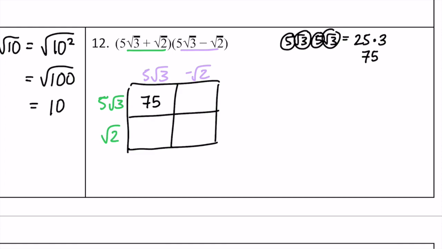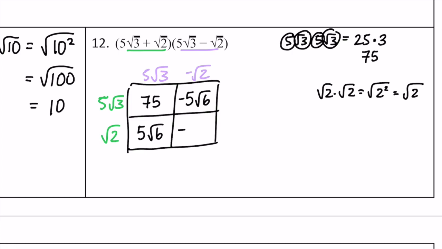If I multiply 5 square roots of 3 times negative square root of 2, that's negative 5 square roots of 6. I multiply what's inside of my square roots together. For 5 square roots of 3 times the square root of 2, I have 5 square roots of 6. And then for negative square root of 2 times square root of 2, that is the square root of 2 squared. For the square root of 2 times 2, groups of 2 coming out, this is 2. So it's negative 2.